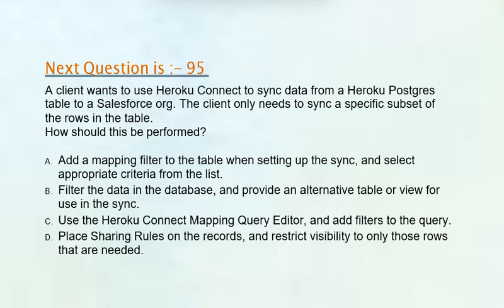Option A, add a mapping filter to the table when setting up the sync and select appropriate criteria from the list. Option B, filter the data in the database and provide an alternative table or view for use in the sync. Option C, use the Heroku Connect mapping query editor and add filters to the query. Option D, place sharing rules on the records and restrict visibility to only those rows that are needed.